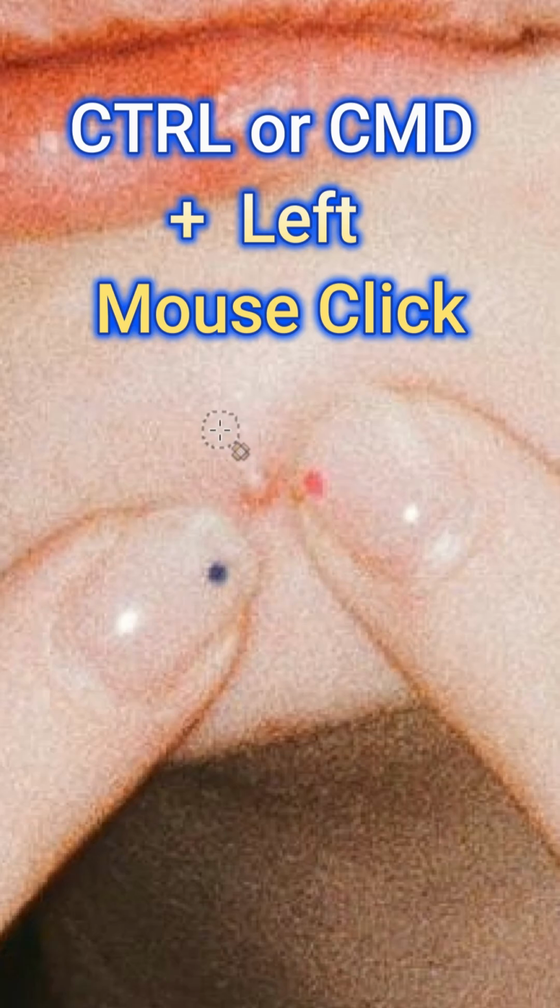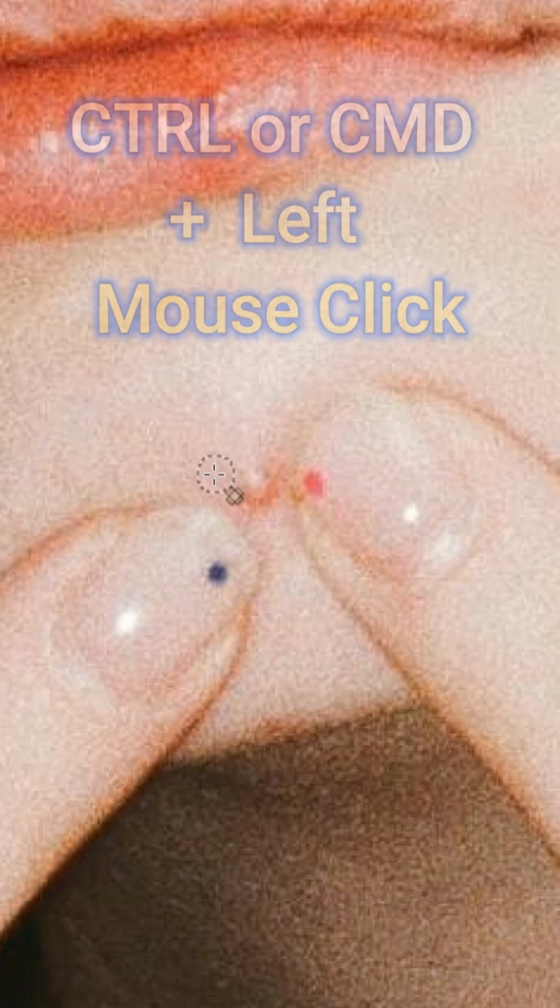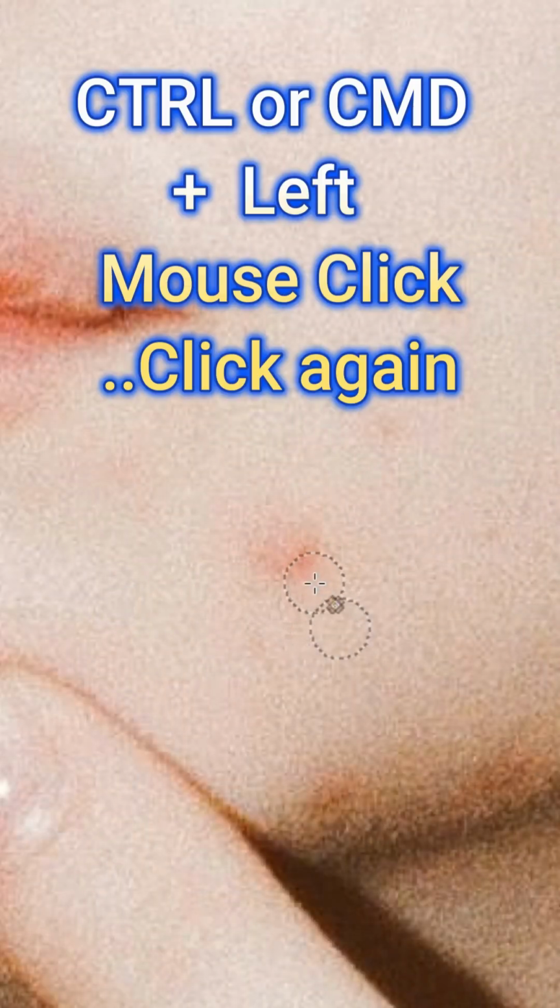Press Control or Command and left mouse click. We're not gonna brush, we're just gonna click. And I wanna work my way around. Let's just start working this area here. You wanna do the same thing here. Just work the area around it and the area you wanna correct.